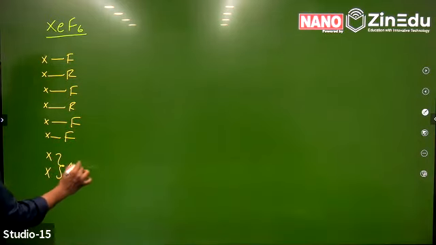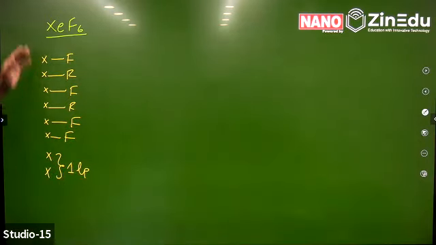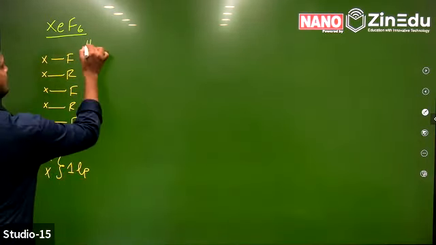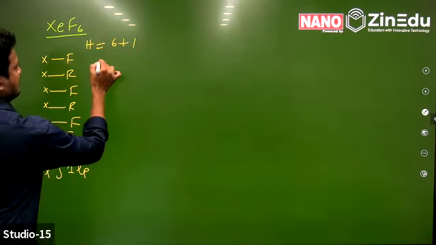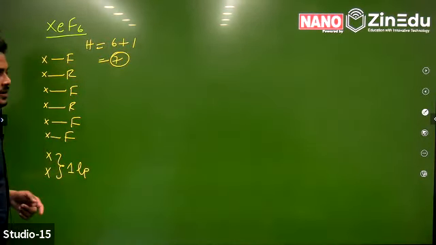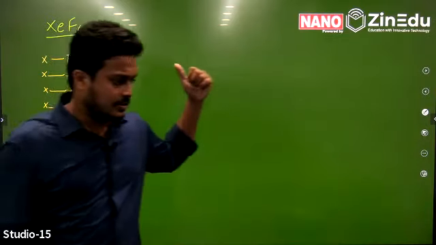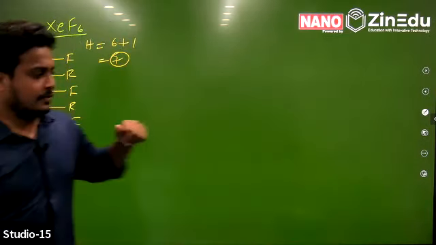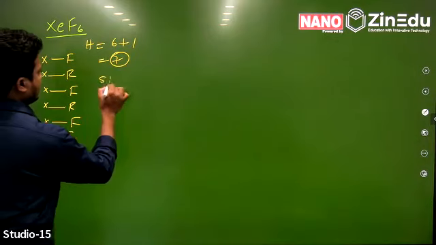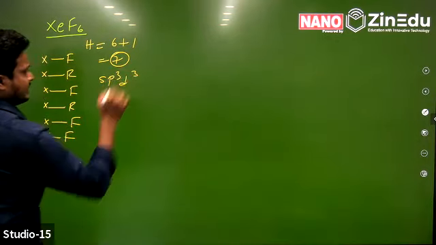These 2 electrons are collectively called a lone pair. Now the total count for hybridization is 6 plus 1 lone pair, which is 7. If the total count is 7, then it is sp3d3. Very good, sp3d3 hybridization.